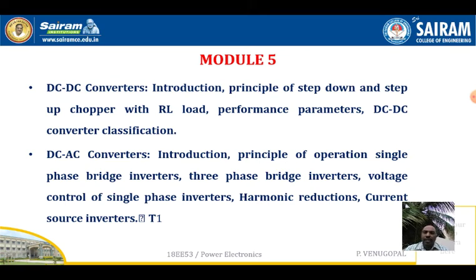In the first part, DC to DC converters, we study the introduction to DC to DC converters. Next are the types of choppers, that is step down and step up choppers, and the principle of step down and step up choppers with RL load. Then performance parameters and DC to DC converter classification. Choppers can be classified into 5 types based upon the quadrants of operation: Class A, Class B, Class C, Class D, and Class E.